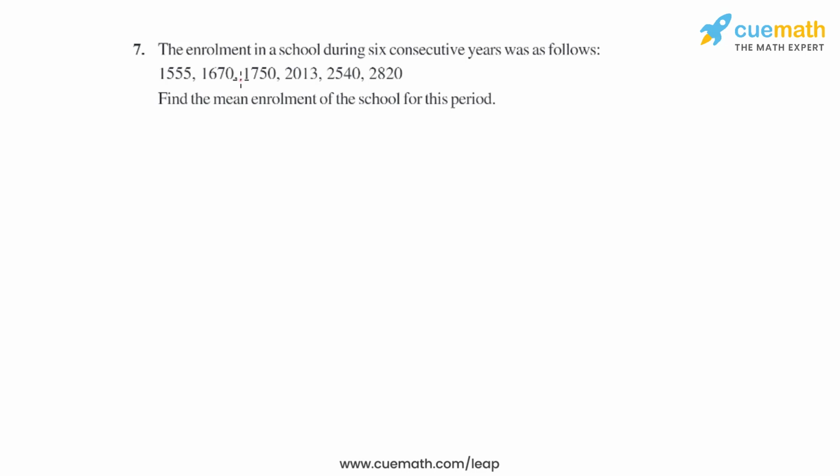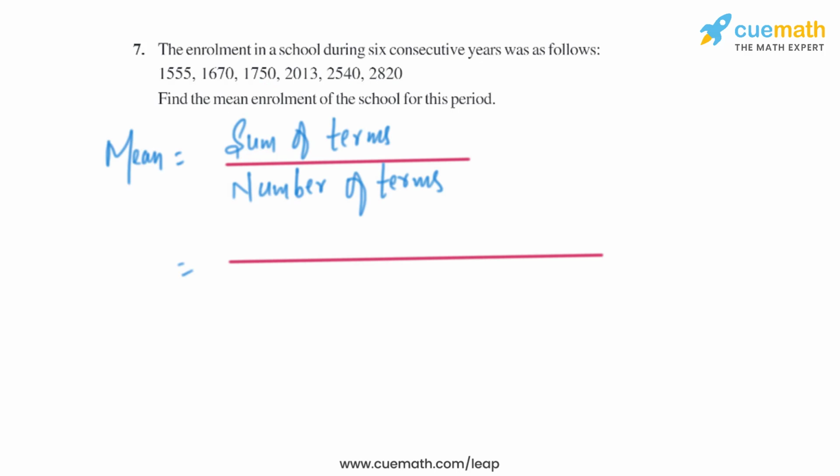Question 7 of this exercise says the enrollment in a school during 6 consecutive years was as follows: 1555, 1670, 1750, 2013, 2540, 2820. Find the mean enrollment of the school for this period. So we have to find the mean, which is the sum of terms divided by the number of terms.